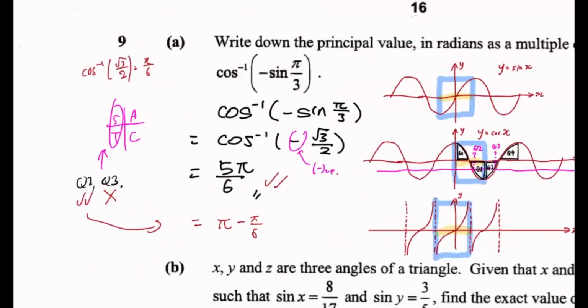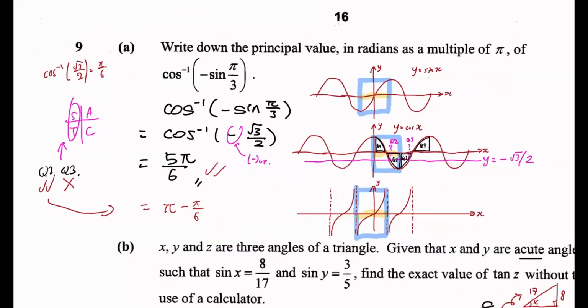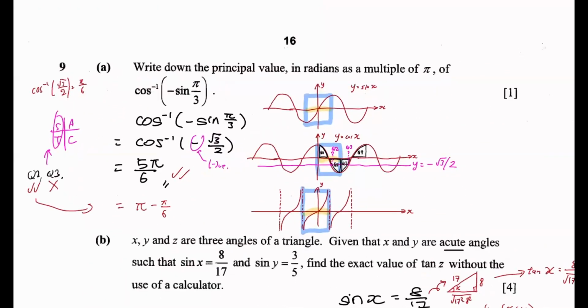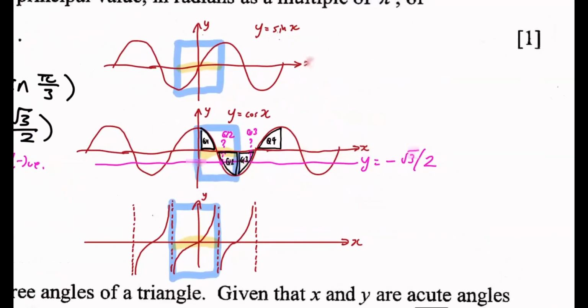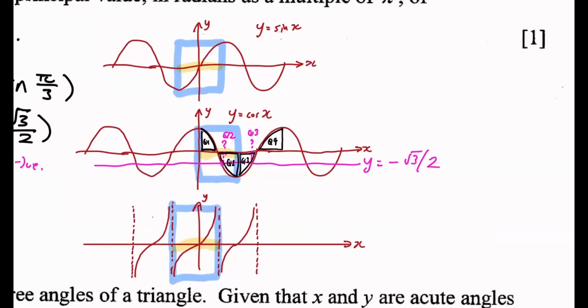Wait. No, this one nothing to say. The principal value is fine. It's just a reminder of what is principal value. So you have sine x, cosine x, and tangent x graph, right? The part that I boxed up in blue is your principal region.